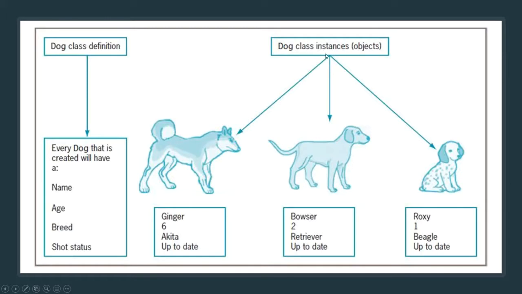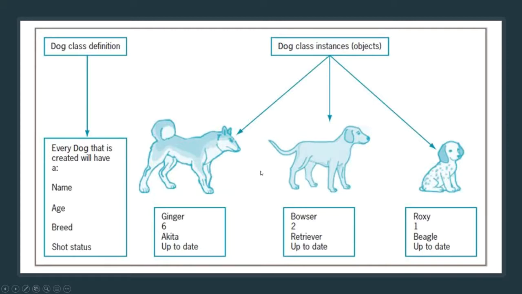When you say instances, that is just another term for objects. So we have the dog instance here, which is the first one. Its name is Ginger. The age is 6. The breed is Akita. And the shot status is up to date. So these are examples of the properties or the attributes of the dogs that we have. We also have Bowser, that is age 2, breed is retriever, and shot status is up to date. We also have a different instance, which is Roxy, and the age is 1, the breed is Beagle, and shot status is up to date.